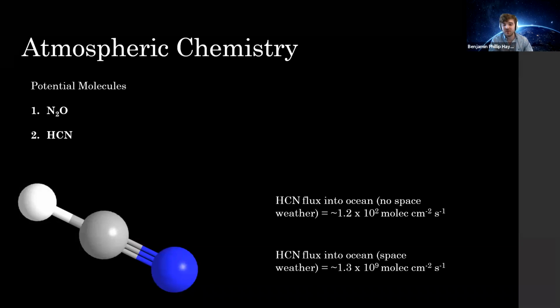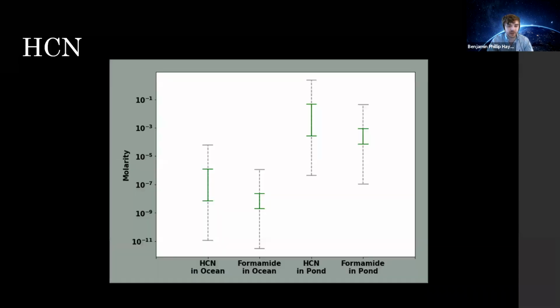And as you can see, we're getting, well, this says 7 orders of magnitude higher when we include space weather. I'll compare that to other work and then explain why we get so much more. So these gray lines are from other papers, their fluxes of HCN into the aqueous environment. And then what we did is we calculated what that would mean for the molarity in solution. So what's the actual concentration you build up to?